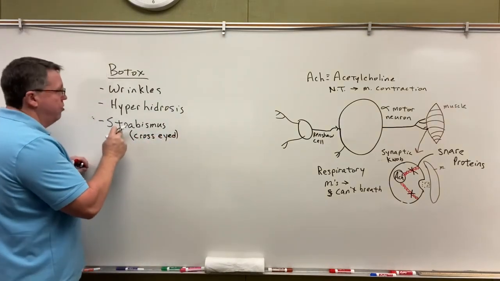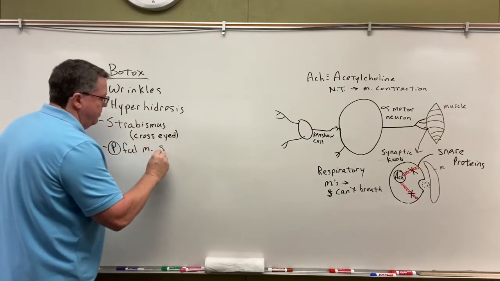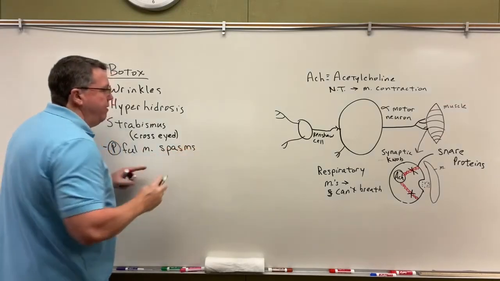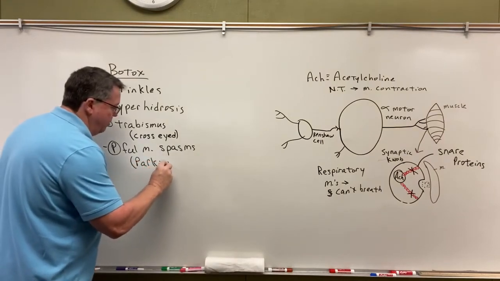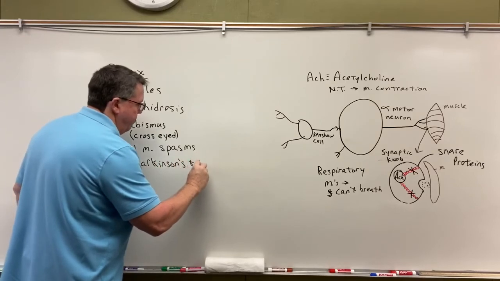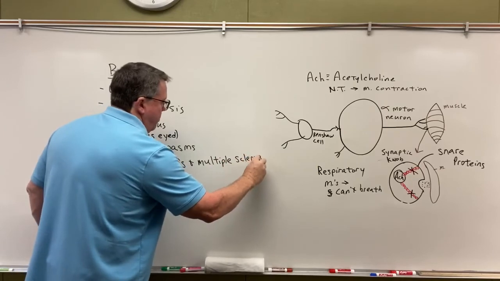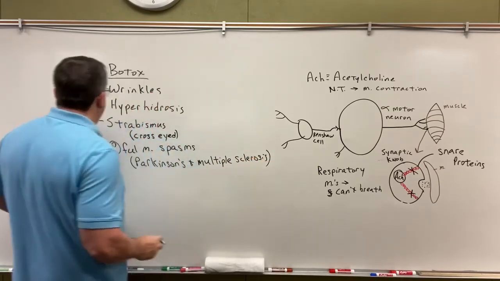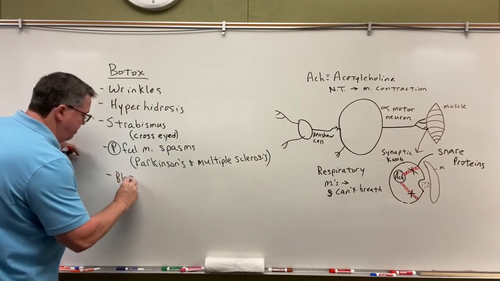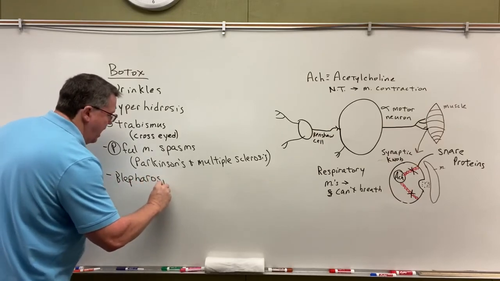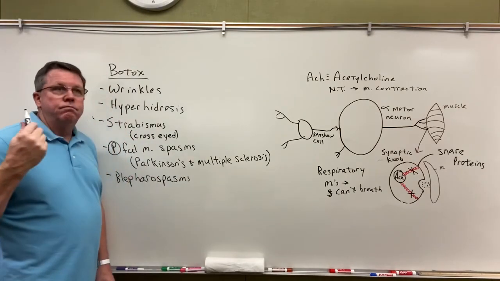After strabismus, painful muscle spasms. It can help in any painful muscle spasms, but they also use it for painful muscle spasms in Parkinson's and MS, multiple sclerosis. And then blepharospasms. Blepharospasms are basically eye twitches, usually of the eyelid.